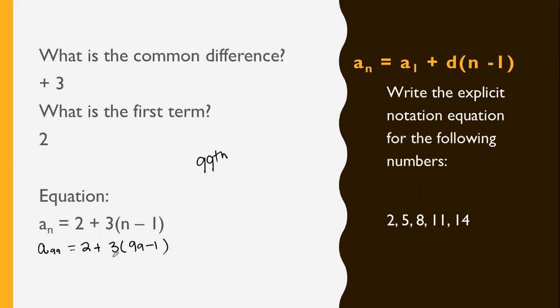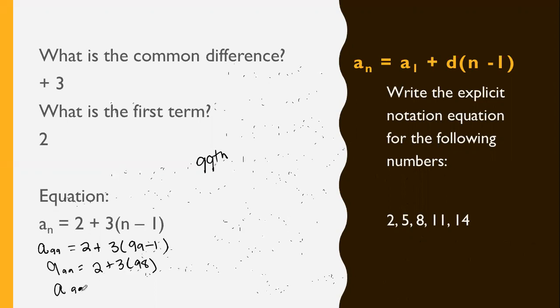Yeah, you could put 2 plus 3 times (99 minus 1) in Desmos. But for the sake of the fact that I think we can do this by hand, I'm going to do it by hand. I'm going to first do the parentheses. 99 minus 1 is 98. And then distribute. So 3 times 98. I don't know what that is.